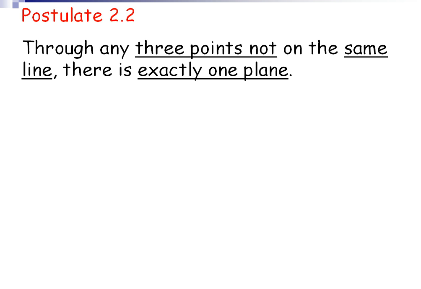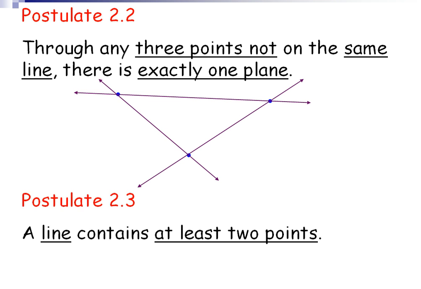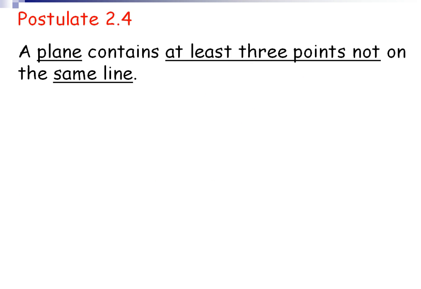Postulate 2.2, through any 3 points not on the same line, there's exactly one plane. Postulate 2.3, a line contains at least 2 points. Postulate 2.4, a plane contains at least 3 points not on the same line.